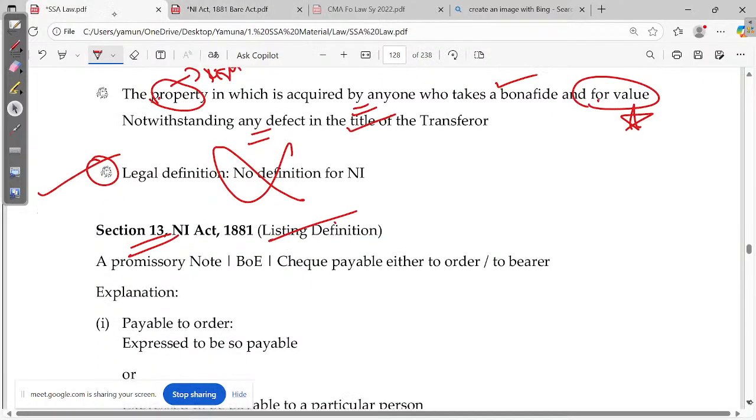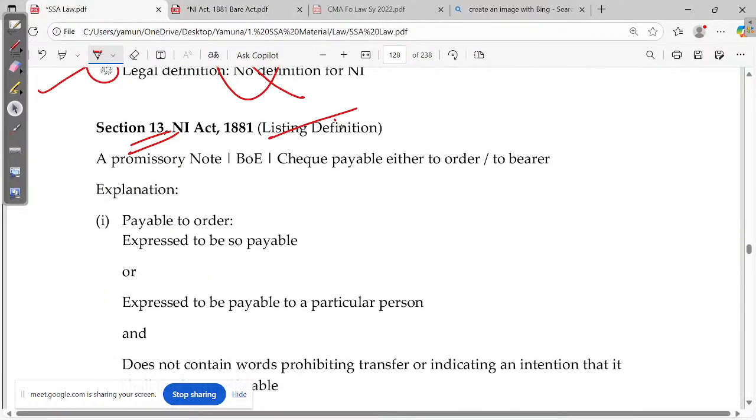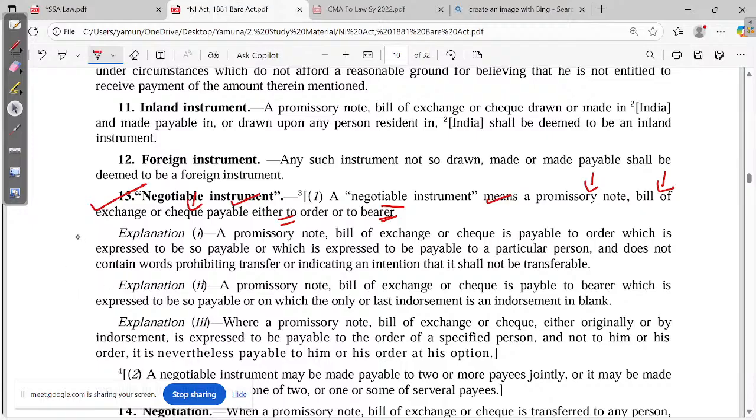So come here, the Singer material. As per the listing definition, we have three instruments covered. What are negotiable instruments? One is promissory note, second, bill of exchange, and third, check payable either to order or to bearer. What do you mean by either to order or either to bearer? Whenever you take an Act, most of the time explanations and some illustrations will be given to get more clarity, because when you interpret, you should not misinterpret.